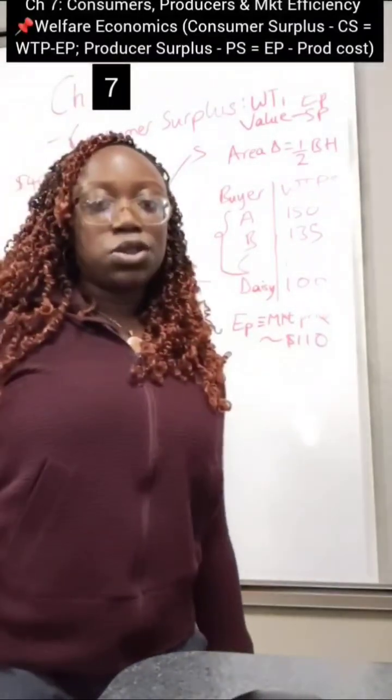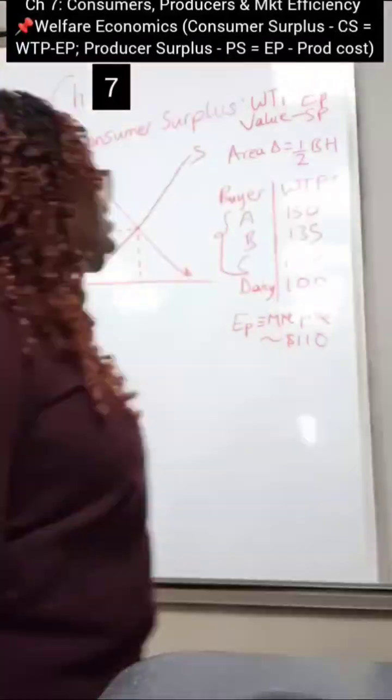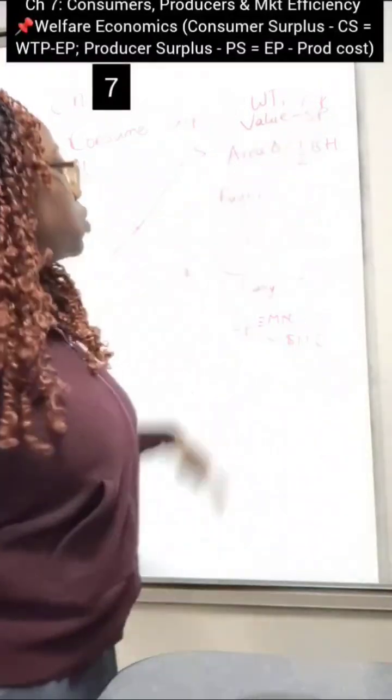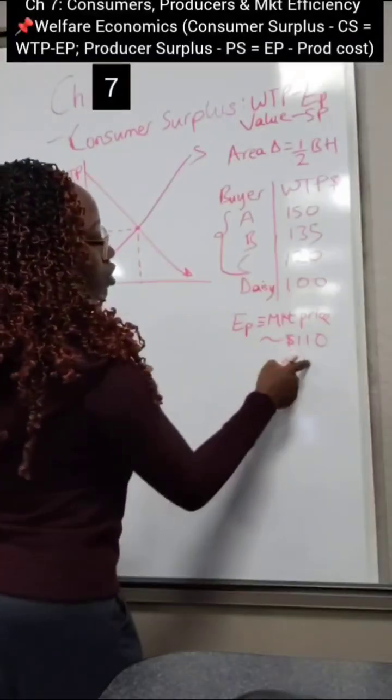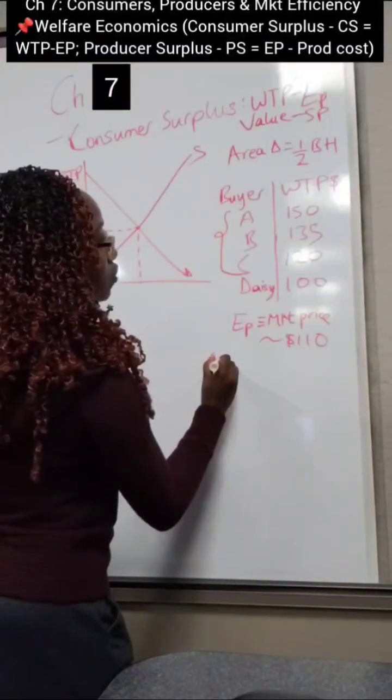So now we know that 3 buyers are going to remain in the market. How do we calculate their consumer surplus? Remember what I said, your willingness to pay minus your equilibrium price. So for buyer A, he's willing to pay as much as $150. So $150 minus $110, that's going to give you $40.